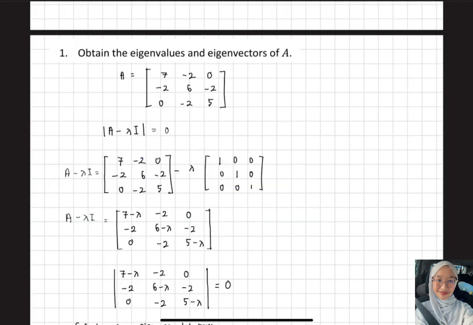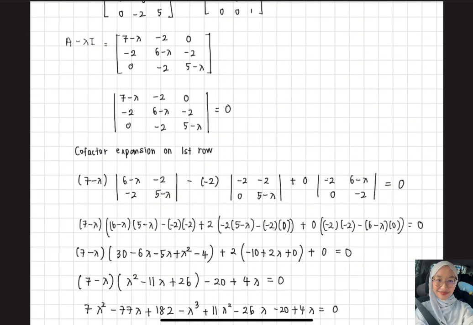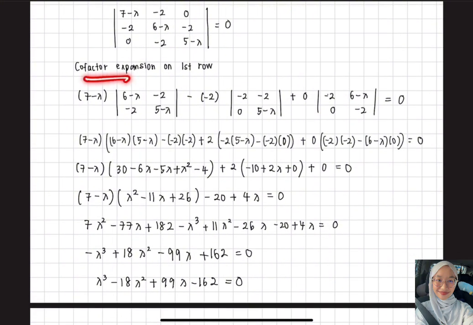To obtain the eigenvalues of A, we will use the characteristic equation, which is the determinant of A minus lambda I equals 0. Then we substitute the values into the equation and solve the determinant of this matrix. To solve it, we use cofactor expansion on the first row. So we get lambda cubed minus 18 lambda squared plus 99 lambda minus 162 equals 0.